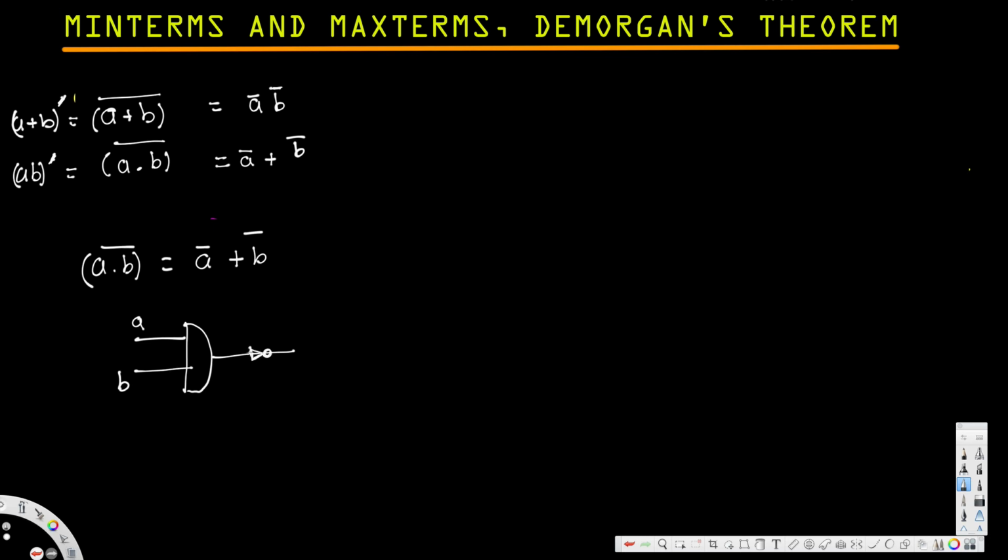So this is connected to the NOT gate, and De Morgan's theorem says this one is equal to A bar plus B bar. A bar means what? A connected to the NOT gate, and B bar is B connected to the NOT gate, and both of them are connected to an OR gate, because plus, right? So both of them are connected to an OR gate. So that is what this expression means.